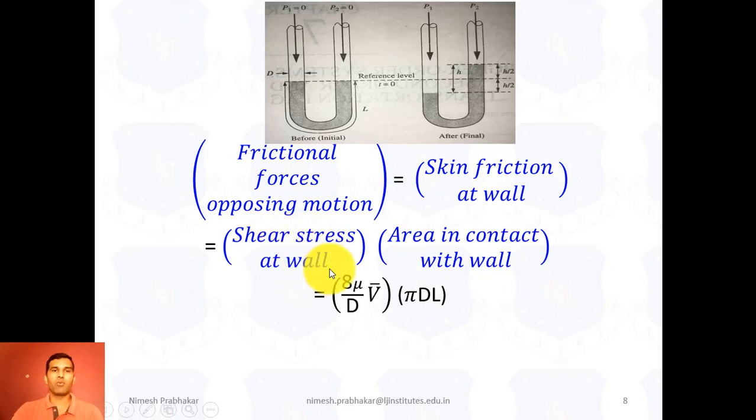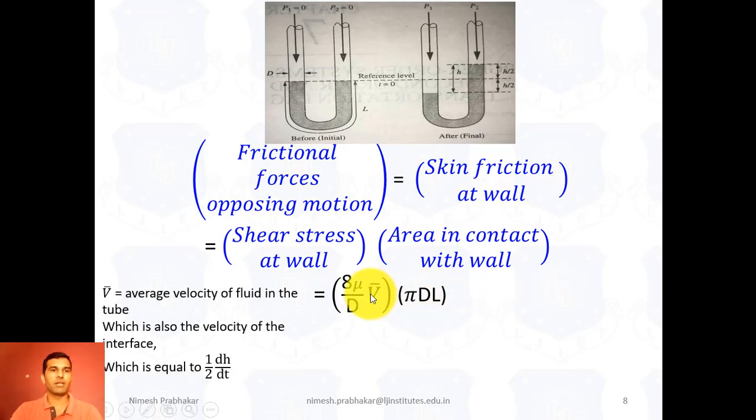So shear stress at the wall we can write as 8 nu by d into V bar, and the area in contact with the wall we can write as pi d into L. Now this term comes from the Hagen-Poiseuille relation for the laminar flow. So this term comes from this, and here V is represented.